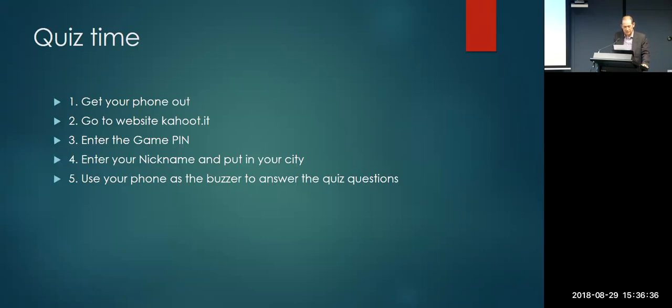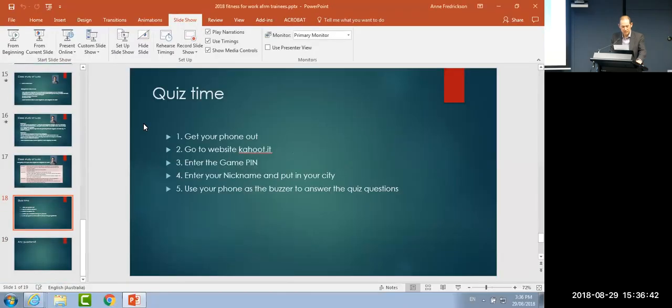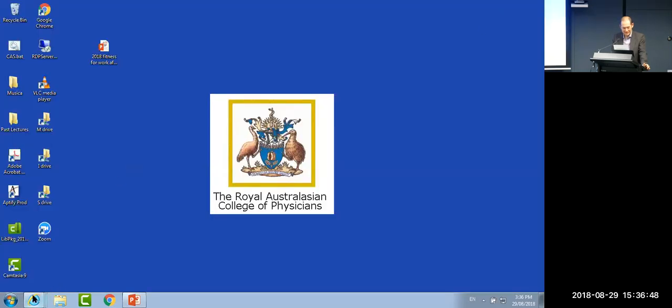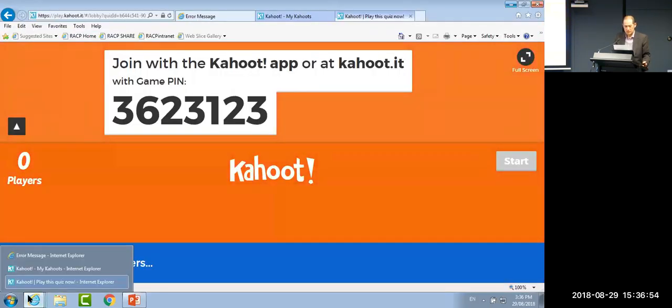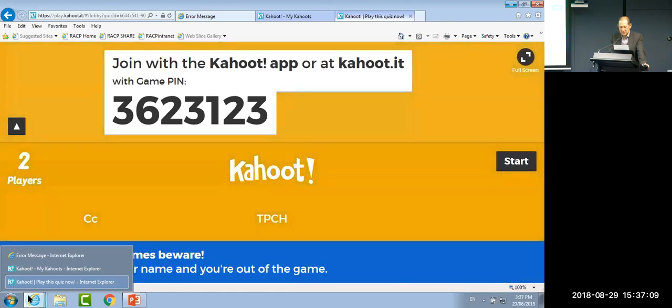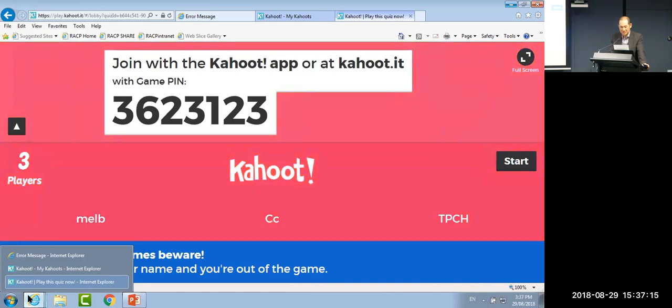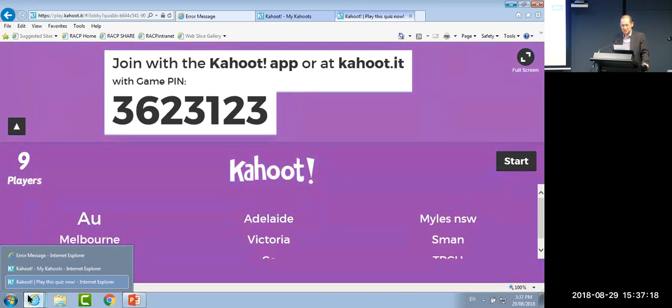Now, I'm going to swap the screen to the game. Okay, all right. So you should be asked to enter a game PIN number. If you can enter that PIN number, it'll take you to another screen where you'll get to enter your name. And potentially, if you don't mind, maybe even put your region where you're from, like Vic or NZ or whatever. And we'll see how many people will join the game.